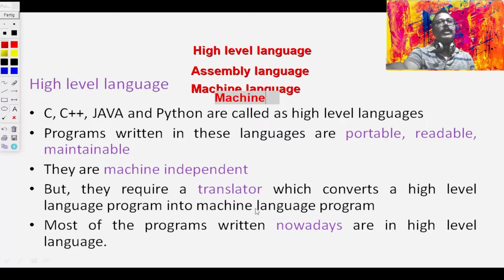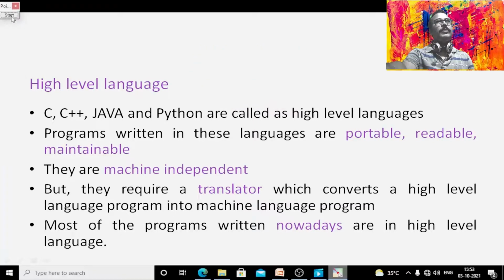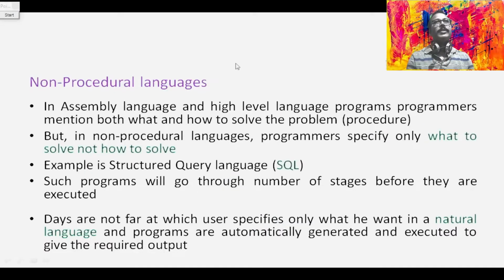Writing programs using high level languages is easy. They are portable, readable, maintainable, and also machine independent. But the problem is they are not efficient when compared to assembly language and machine language. Again, they also require a translator. So two kinds of translators are required.